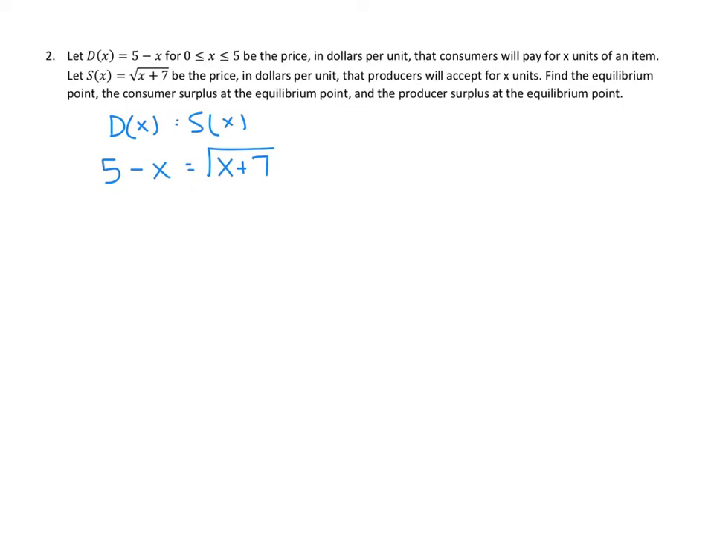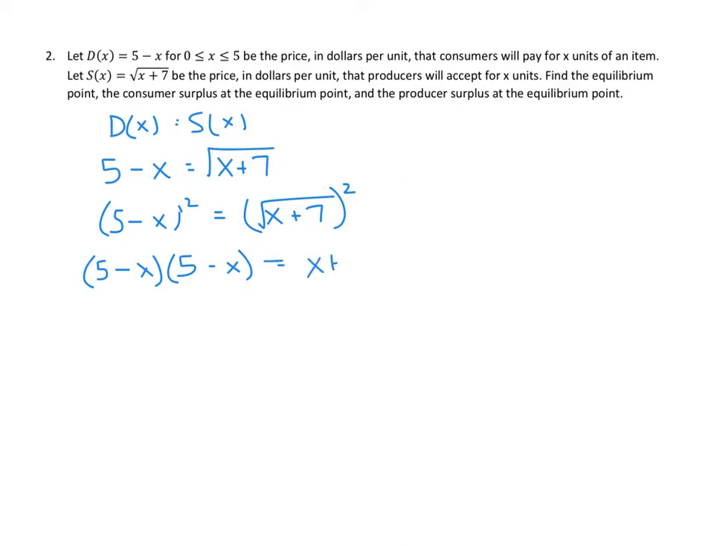Alright, so we're going to have to square both sides to get rid of the square root. So (5 minus x) squared is equal to x plus 7, the square root, and we're squaring that to get rid of that square root. So here we're going to have to multiply out the left-hand side. We have 5 minus x times 5 minus x, and then the square root goes away, so we have x plus 7 here. Multiplying out the left-hand side, we have 25 minus 10x plus x squared equal to x plus 7.